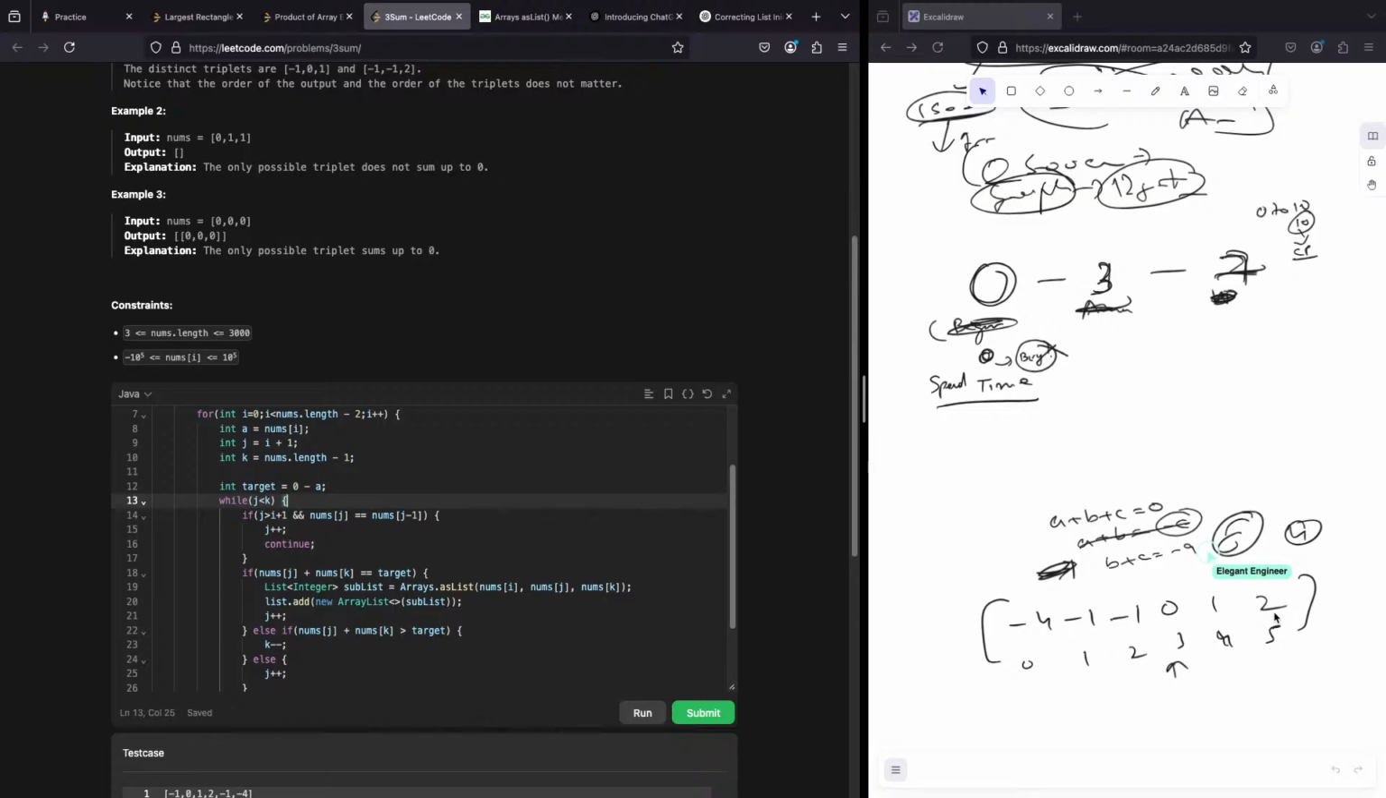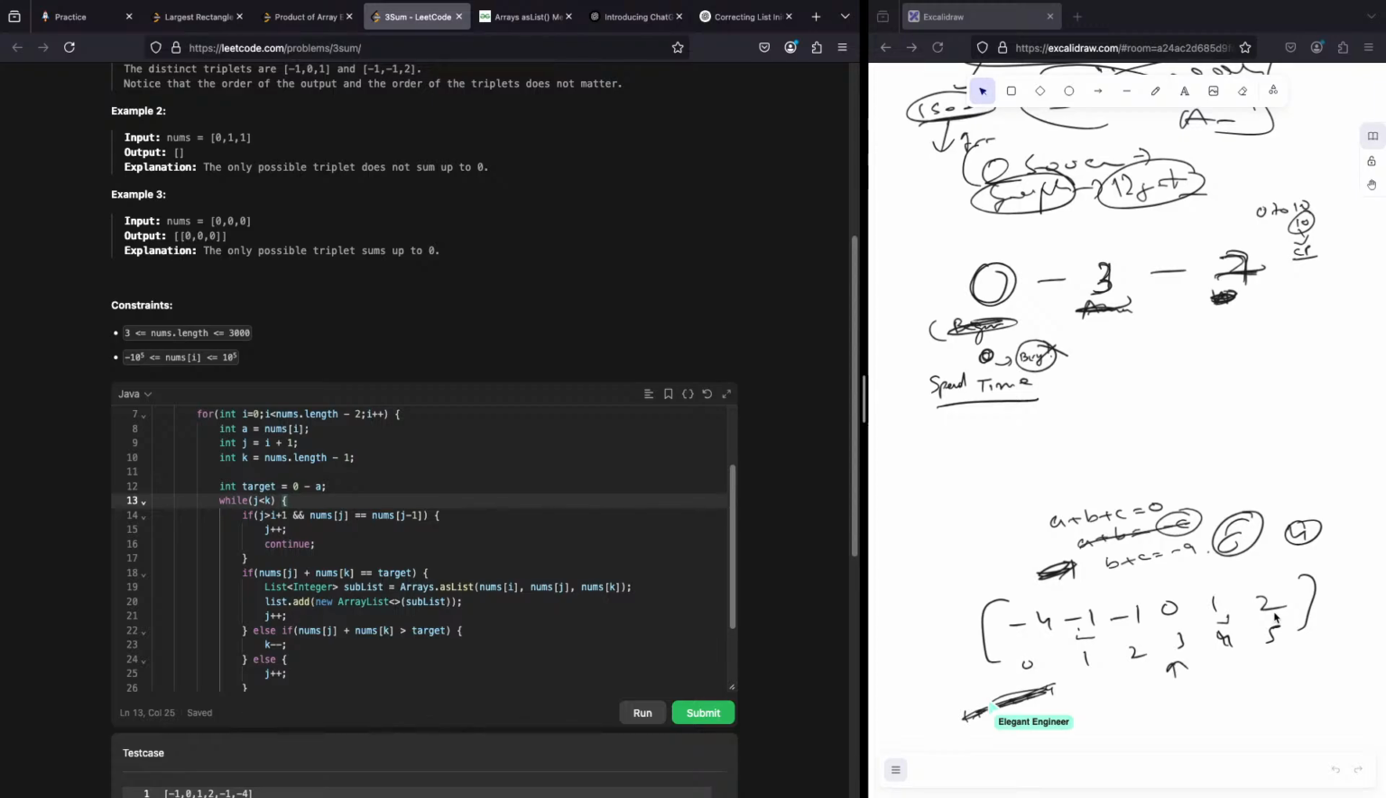So A is your nums of I, J is your I plus 1, which is correct. The next element will be this and this, right? Then you'll check whether J is, no, it is not. So then you'll come down and check if nums of J plus nums of K is equal to target. So 1 plus 1, no, -2 is equal to 4? No, it is not. So is it greater than target?